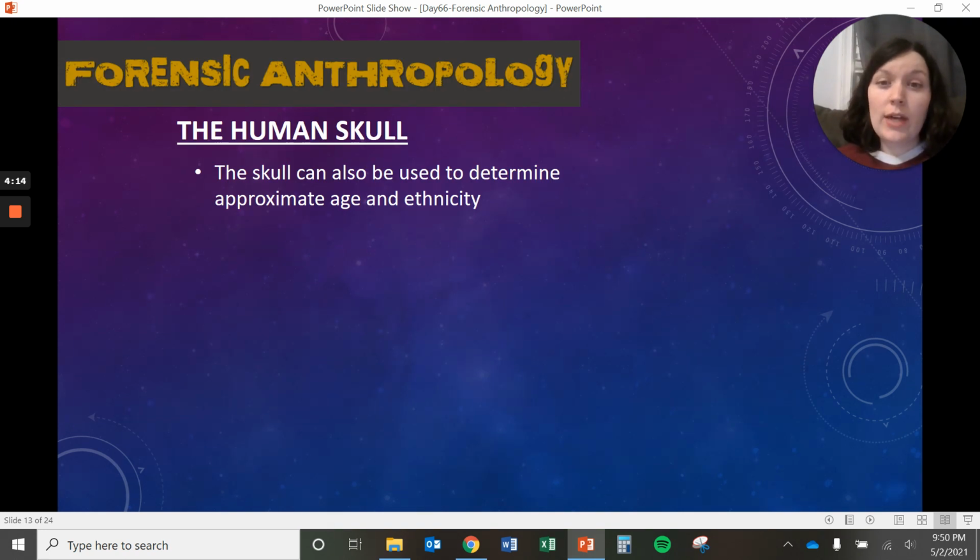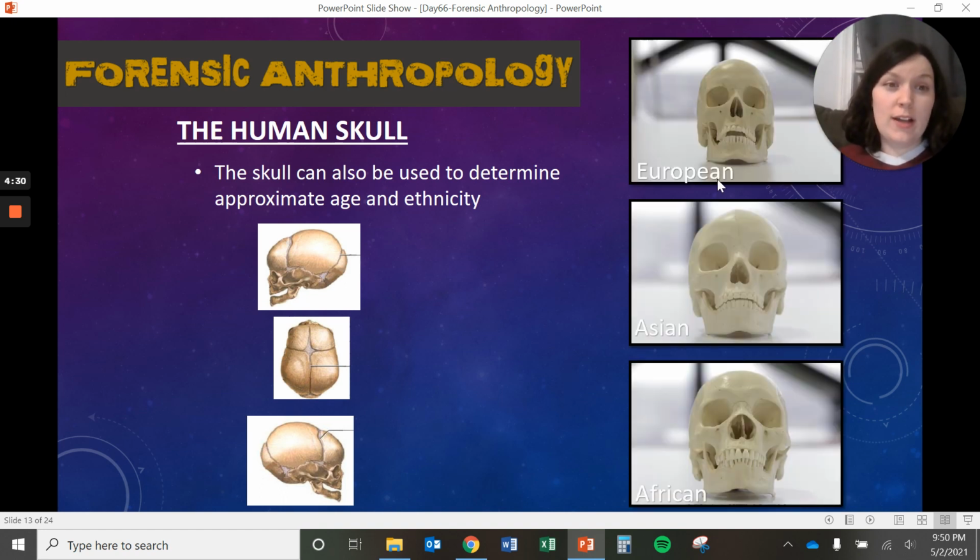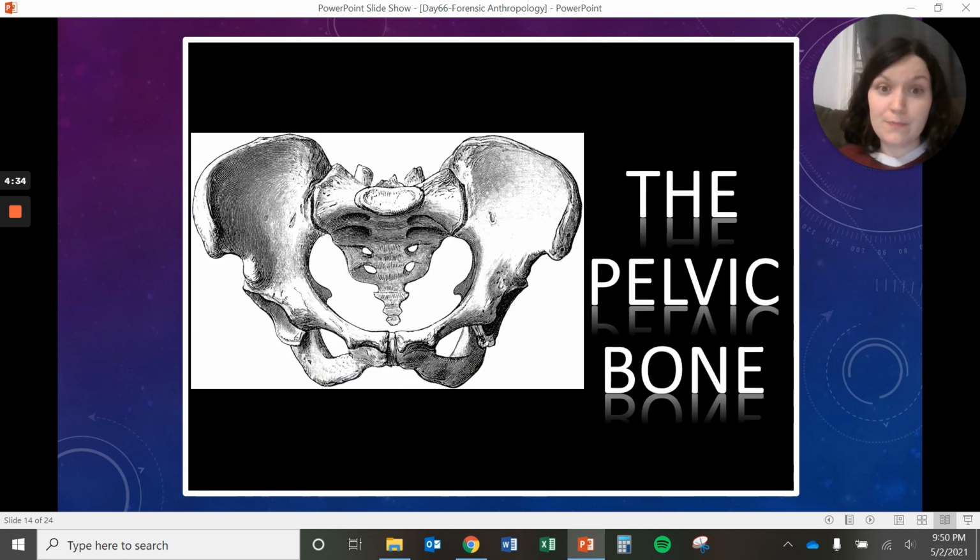Okay, so the skull can also be used to determine approximate age and ethnicity as well as sex. So you can see how the skull is going to change over time, where we have those plates fusing together as the person ages. And then we also have different features that can be identified from different ethnicities.